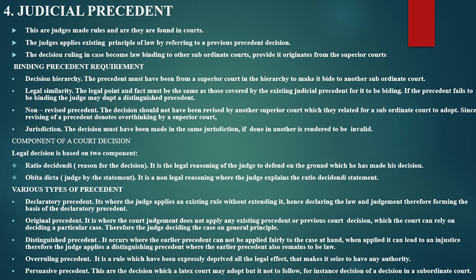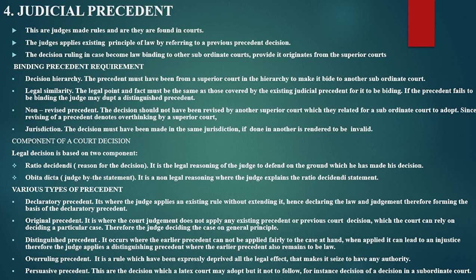Overruling precedent. It is a rule which has been expressly deprived of its legal effect, so that it ceases to have any authority. It is overruled, so it does not adopt the legal effect. It deprives the legal effect. It does not contain any legal effect, so it ceases to have any authority.